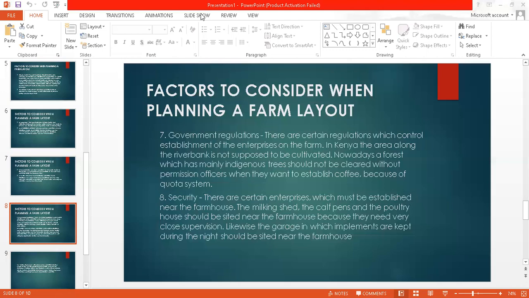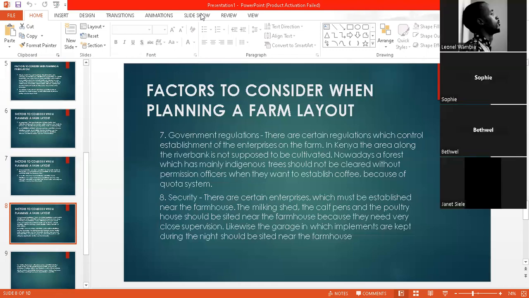Amoit, if you can hear me, kindly read for us point number 8. Amoit, can you hear me? Kiprotich Dominic, can you hear me? Can you read for us point number 8?